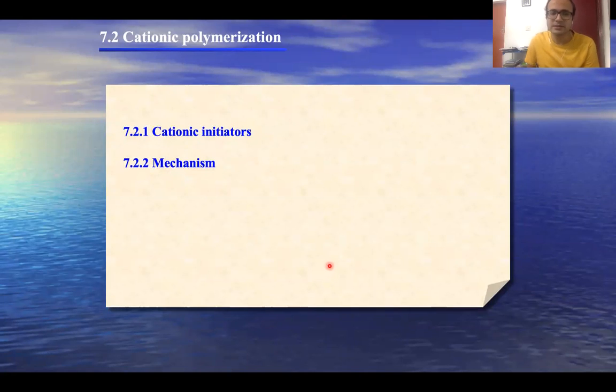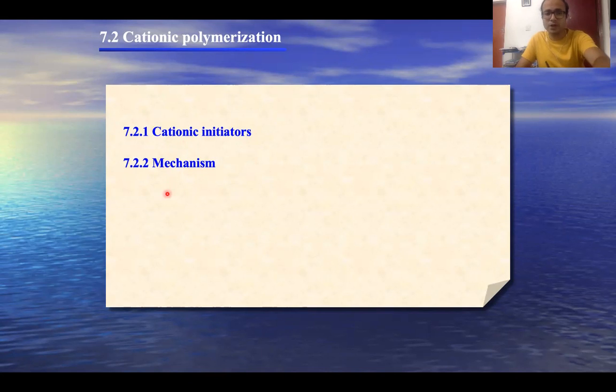Hello everyone. So let us in this video discuss the first type of ionic polymerization, and that is nothing but your cationic polymerization. Now as the name suggests, the propagating chain here would be comprising of a carbocation. Like we did in the case of the free radical polymerization, we will be talking about the various cationic initiators, and then we will be talking about the mechanism.